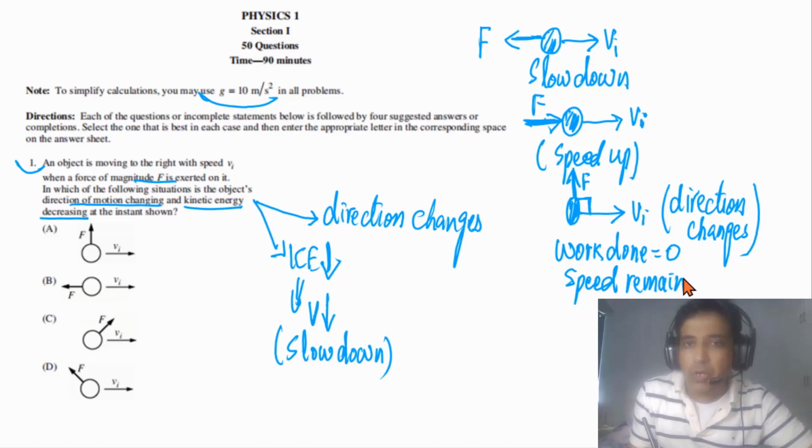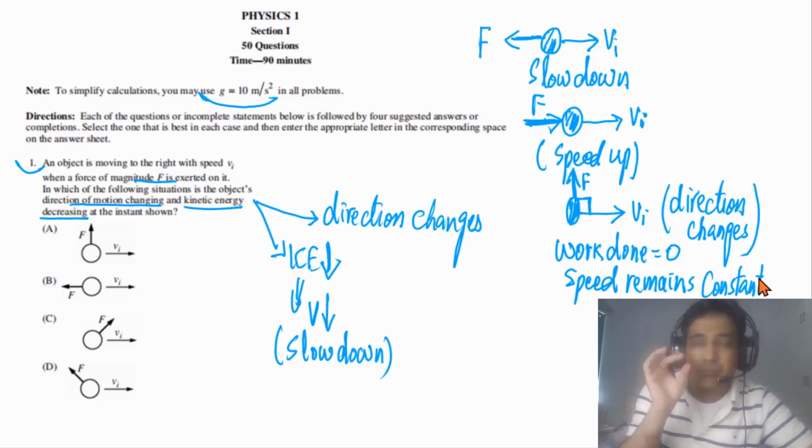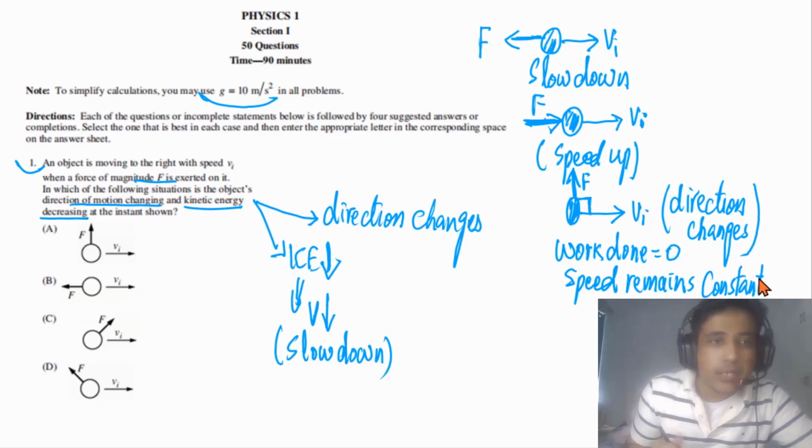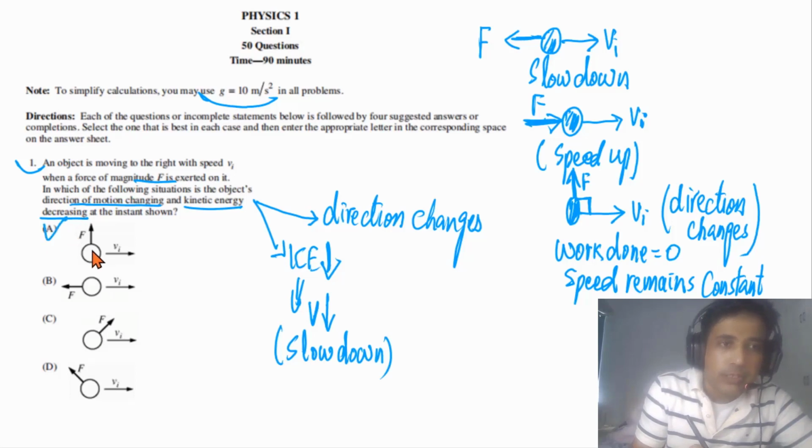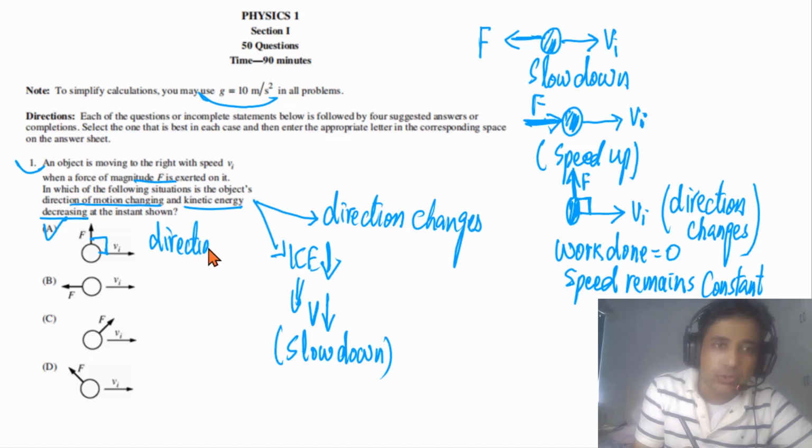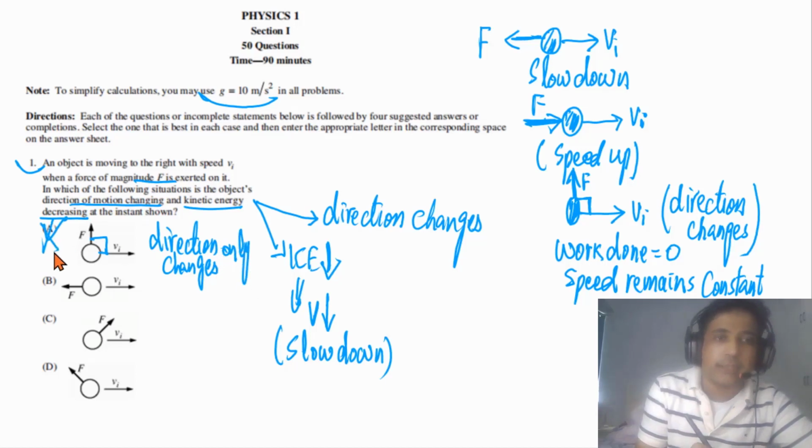So these points you need to understand to answer this problem. Now we will go to the question and we will try to find the best possible answer. Now if you look at option A, in this case this force is at an angle of 90 degrees to the direction of motion of the object. So in this case only direction changes. So we will simply say direction changes only, speed will not change. So it means this is not a possible answer.